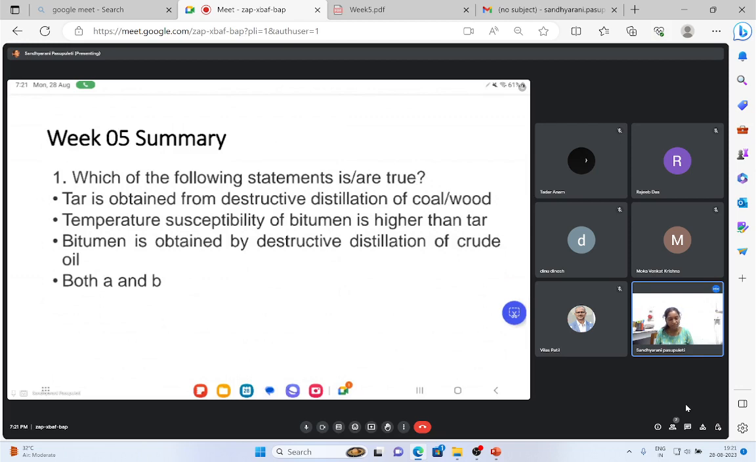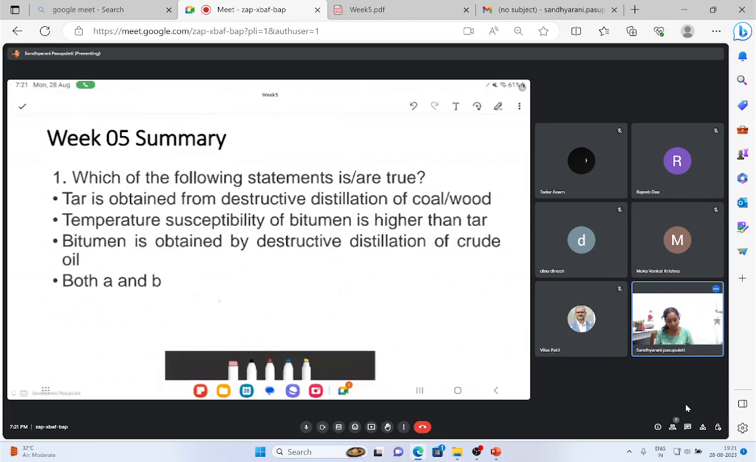Which of the following statements are true? Tar is obtained from destructive distillation of coal or wood. I think this is correct. Temperature susceptibility of bitumen is higher than tar. Let us say we do not know whether it is correct or not. Bitumen is obtained by destructive distillation. We know bitumen is obtained by fractional distillation, so we can say this is wrong.